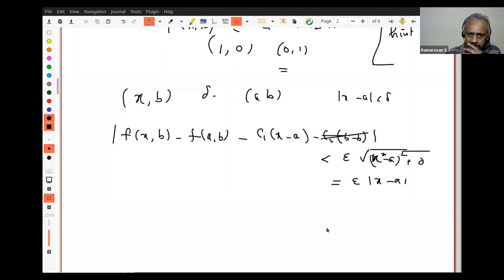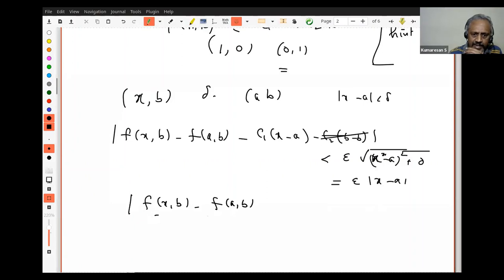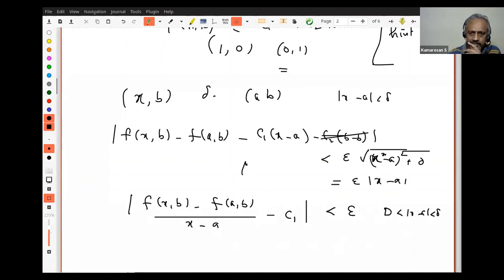Now the fun starts. Now what will I do? I take x minus a to the left side. Therefore, what I have is f of (x, b) minus f of (a, b) divided by x minus a, minus c1, is less than epsilon whenever 0 is less than mod x minus a less than delta. Do you get this? Please say yes if you get it. Quick.